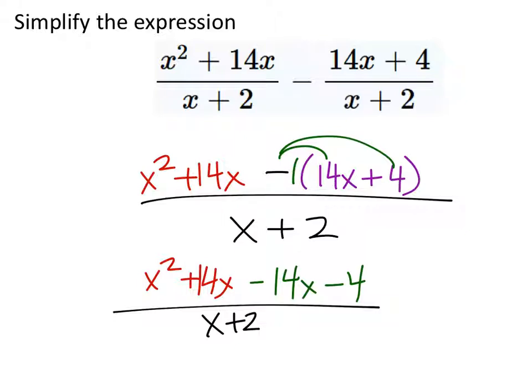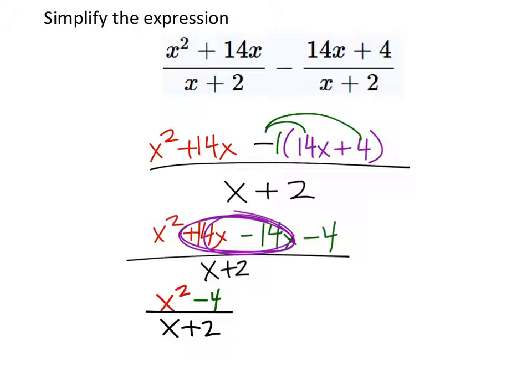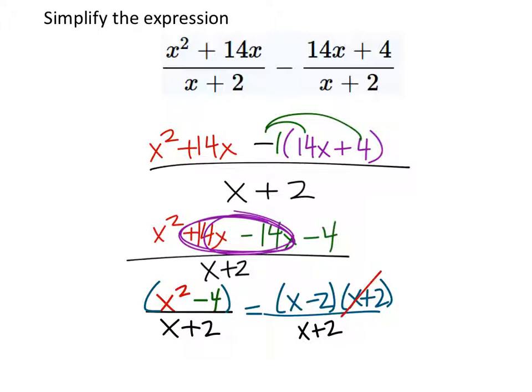And once again, I can see that I can cancel out my 14x's right there, which leaves me with x squared minus 4 over x plus 2. And we may feel pretty good about that. However, we have to be careful because that right there is the difference of squares. So this is going to factor into x minus 2 times x plus 2, with our x plus 2 in the denominator. So that's going to cancel out as a factor of 1, and we're simply left with x minus 2 as our final completely simplified answer.